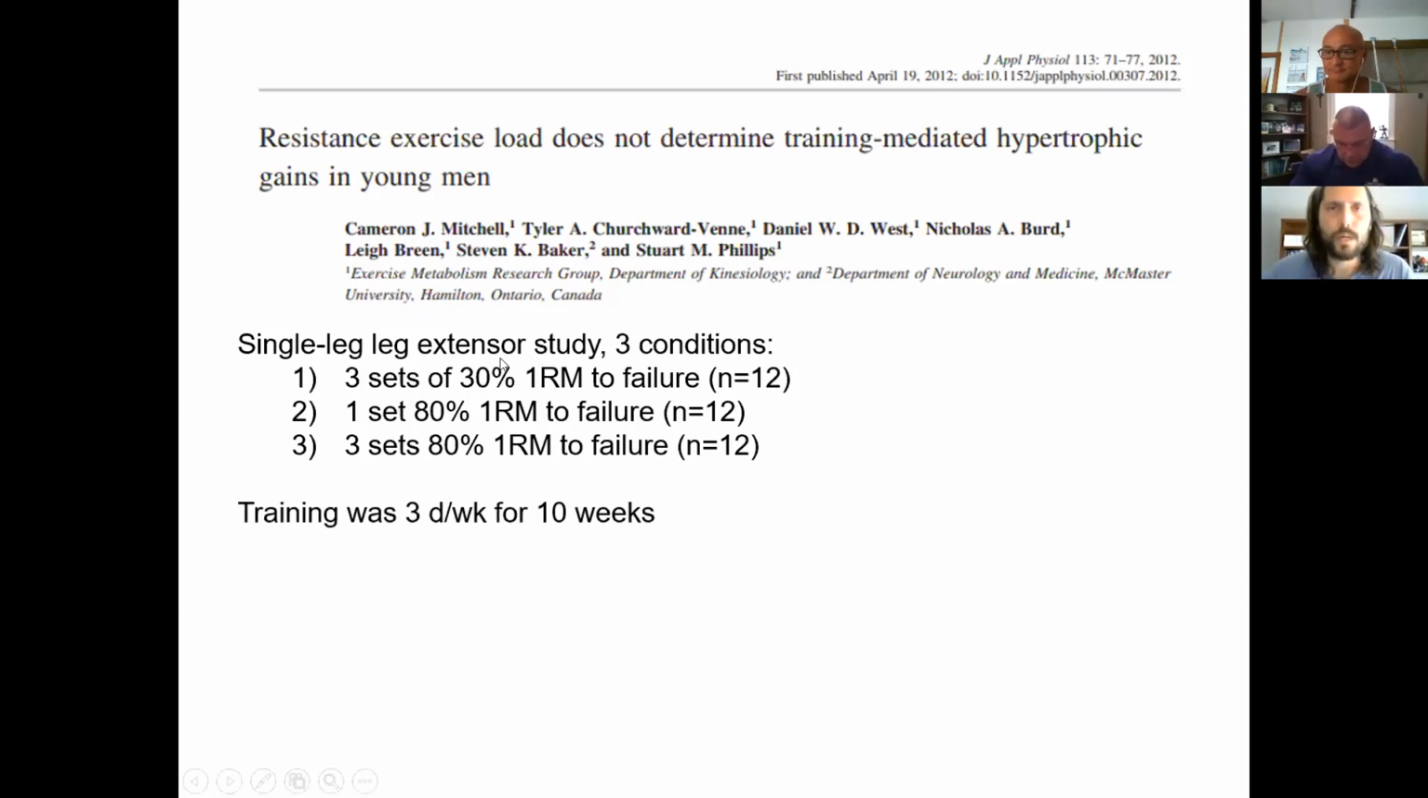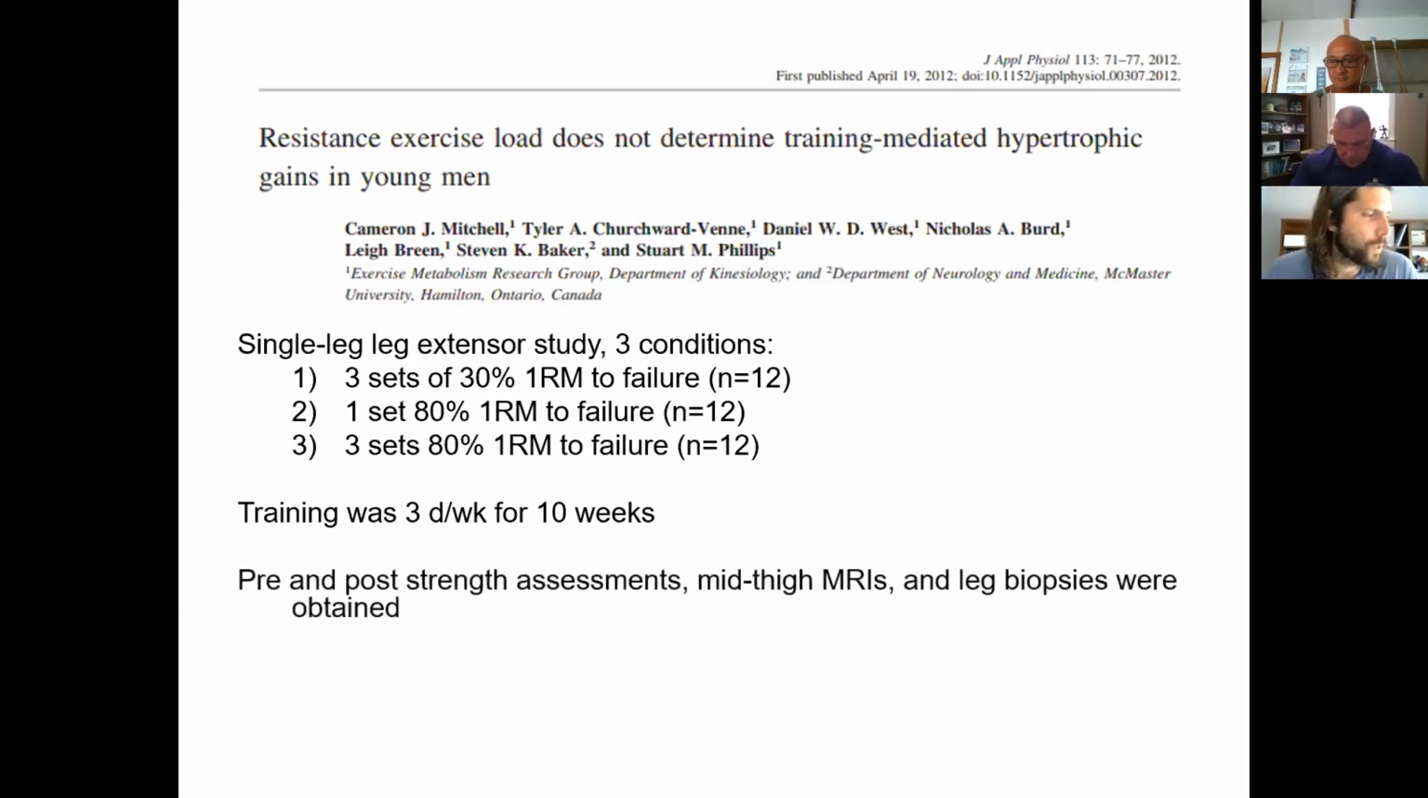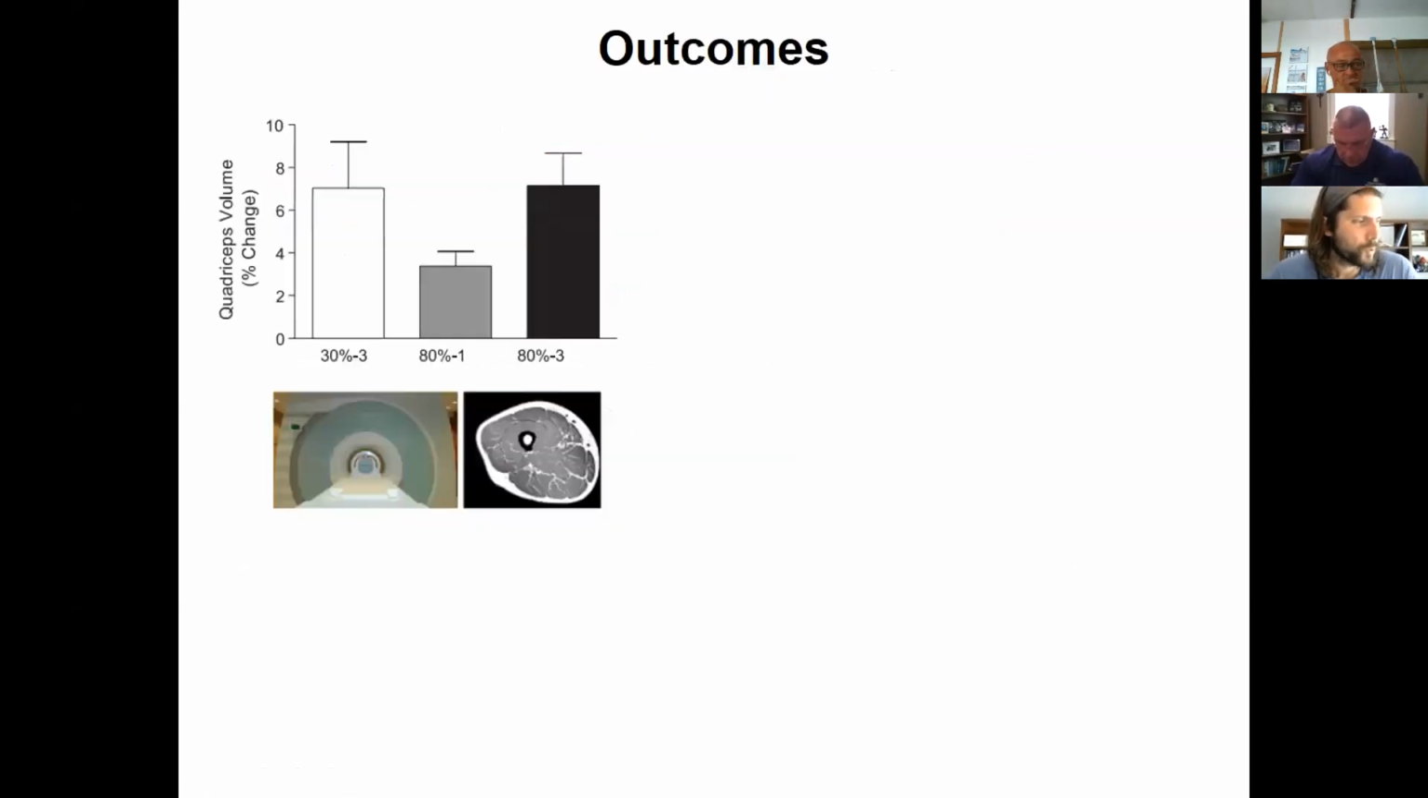Limitation of the study was it's only leg extensor training. They didn't train with compound movements, but nonetheless, very well-controlled study design. They did pre and post strength assessments as well as mid-thigh MRI scans and biopsies prior to training as well as 48 hours after training.